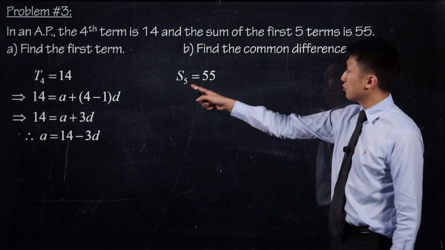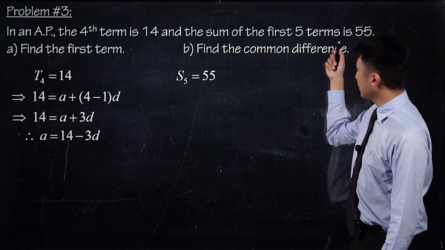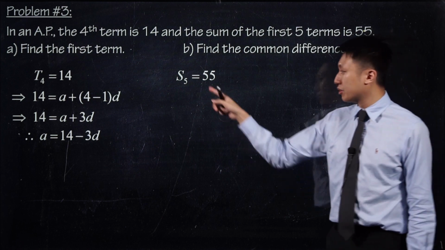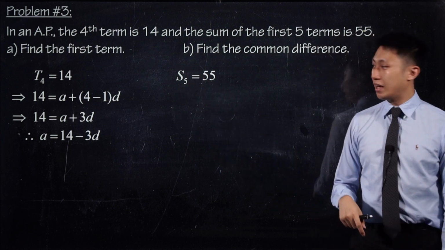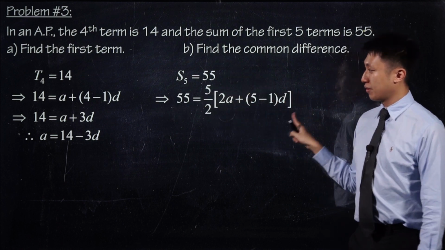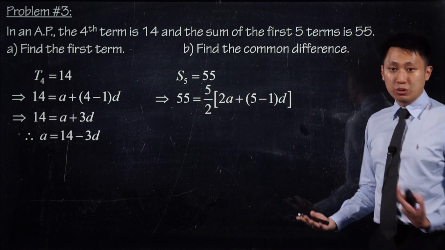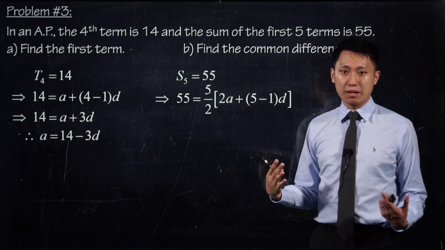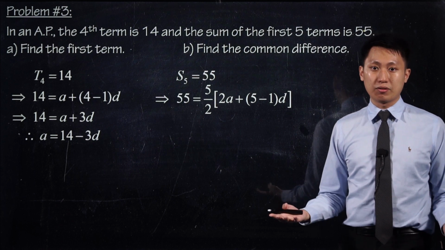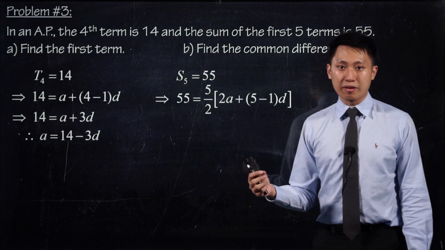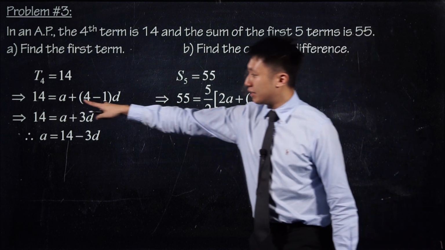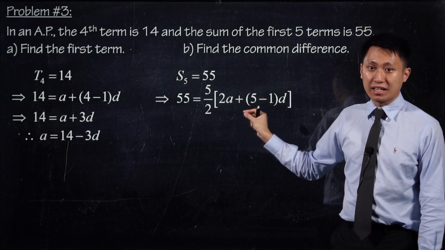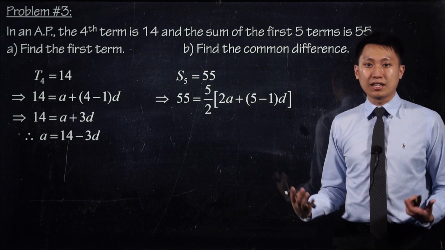Next, this one relates to this one. Sum of the first 5 terms is 55. So S5 is 55. Again, we substitute the formula to the left hand side. Then it will give us this. We don't use something like A plus L here because we do not know whether the AP is a finite one or infinite one. And that one will cause you a little bit of problem also. Why? Because here you have A and D, but you cannot solve it. Here you should expect another A and D so that you can solve the simultaneous equations.